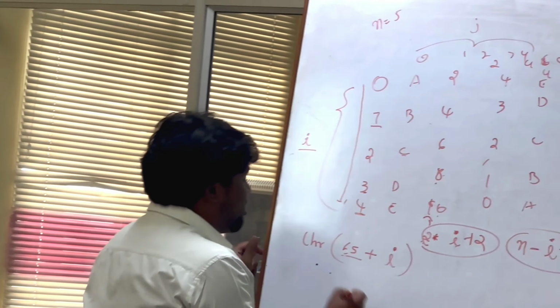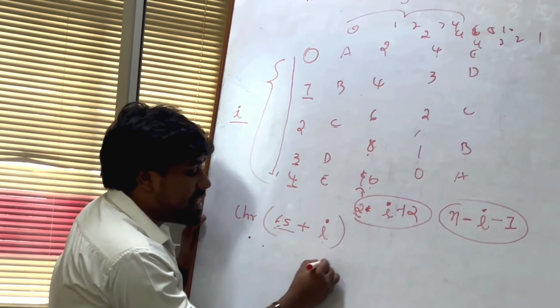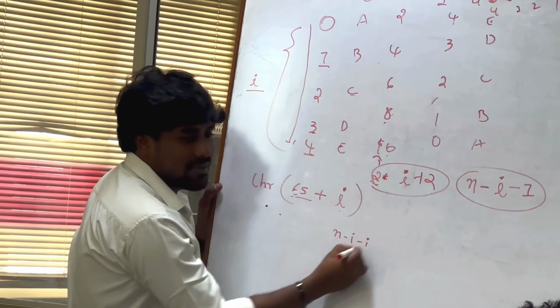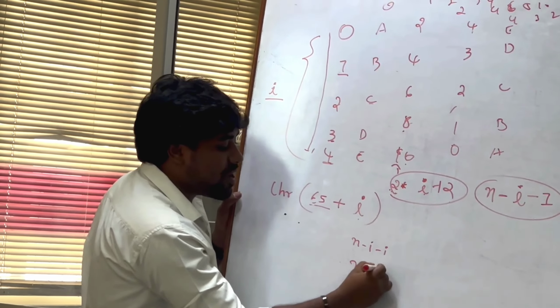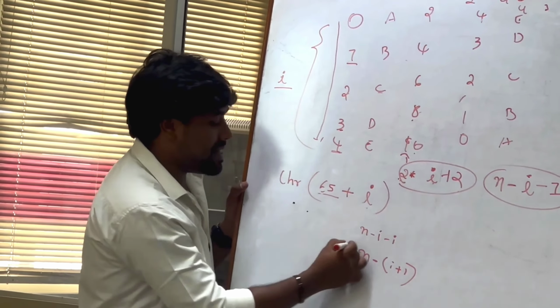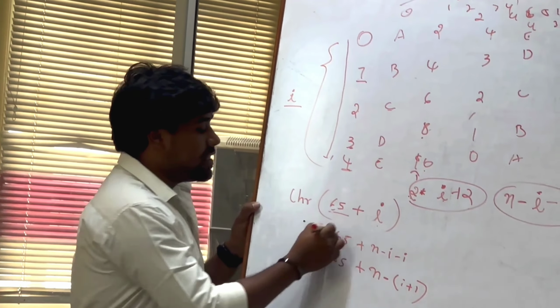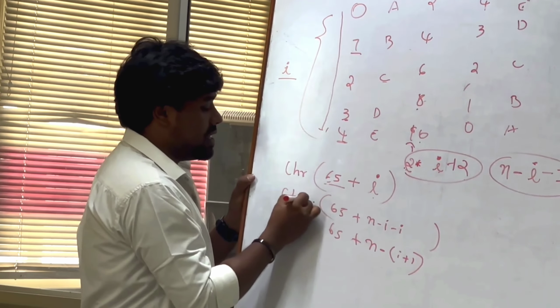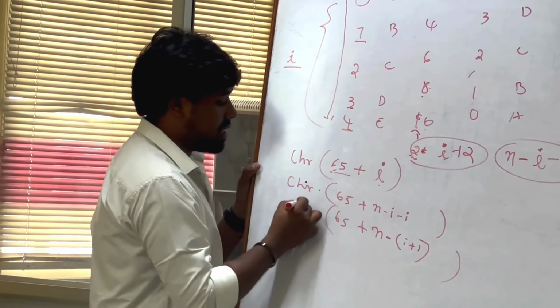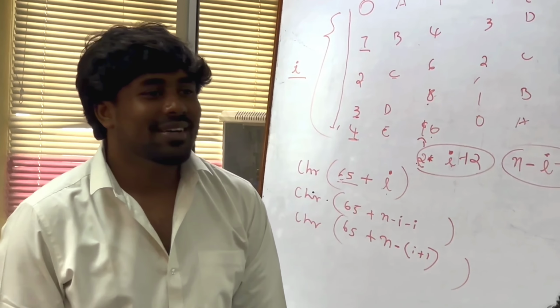Simply one logic. Same equation, sir. In place of I I will write n minus 1 minus I, or else n minus (I plus 1). Yes or no, sir? Plus 65. This one I want to convert into character, so I will set it for CHR. Move to the reverse. Yes or no, sir?